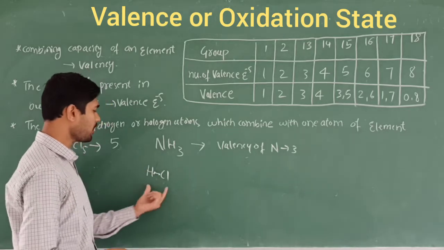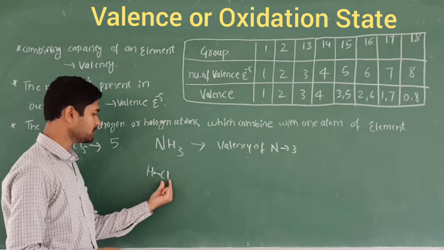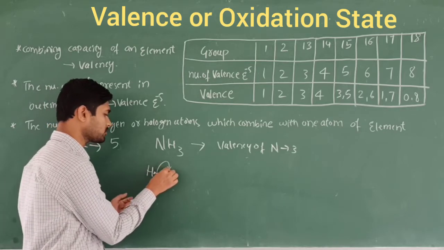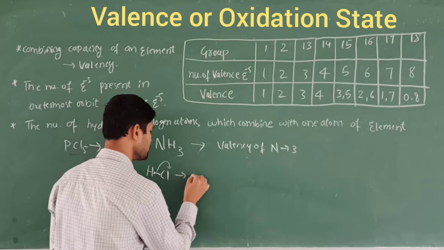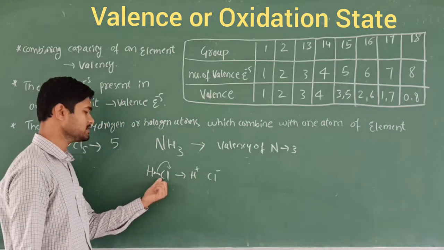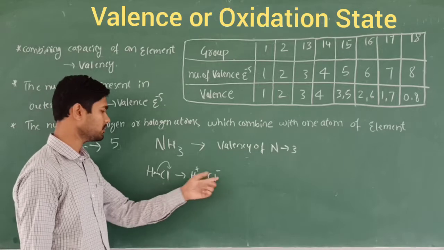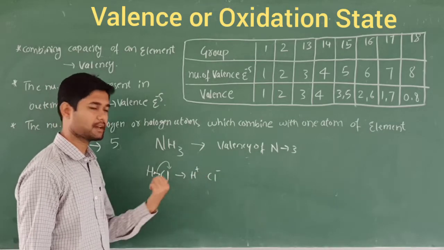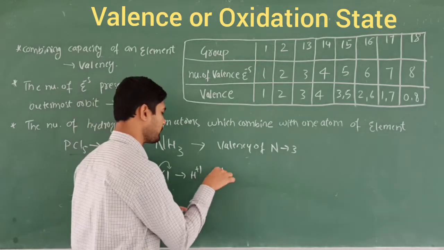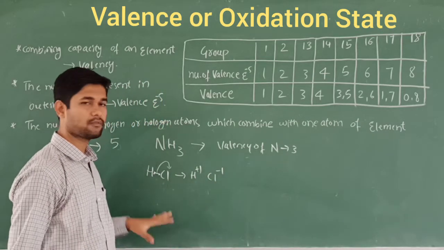Now, according to the electronegativity parameter, chlorine's is higher, so it attracts the bond pair of electrons towards itself. Now it becomes H+ and Cl-. I mean Cl attracts 1 electron and hydrogen loses one. So its valency is +1 and chlorine gets -1. Like this we call valency.